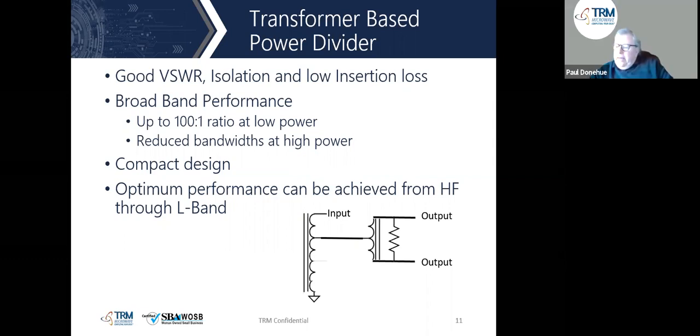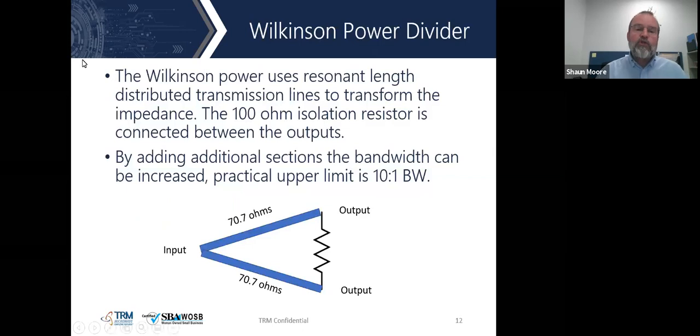Okay, I think I get that. I've also heard people refer to a Wilkinson power divider. What's different about that type? So a Wilkinson power divider is a distributed resonant length line. What happens here is that we use a line transformer to achieve the impedance bandwidth.